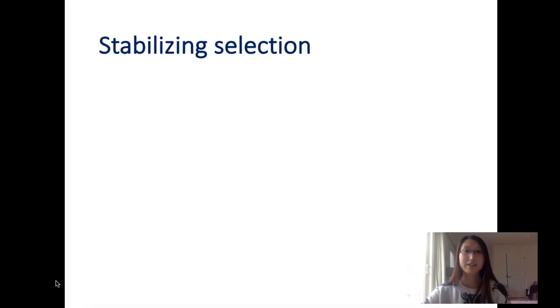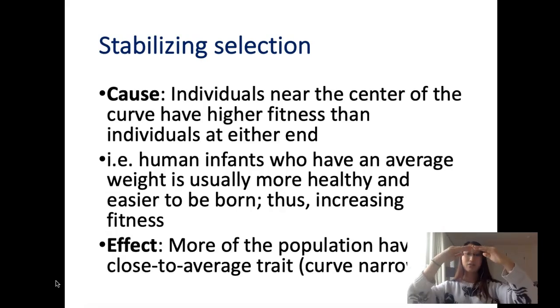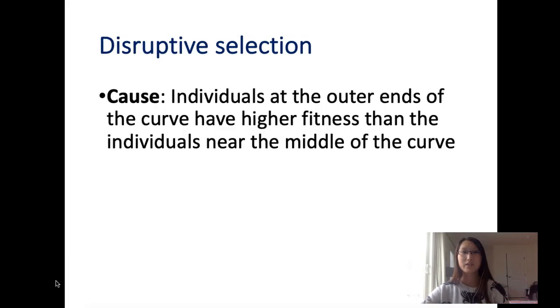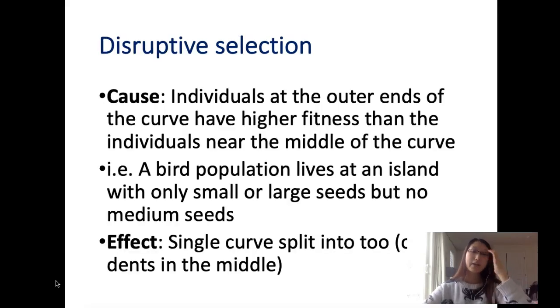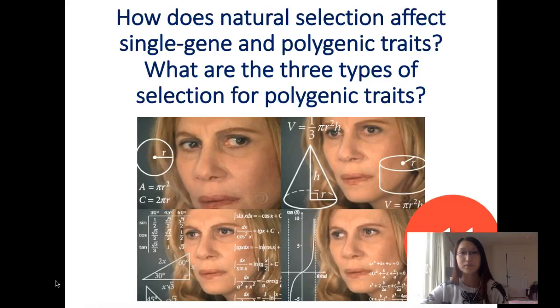Here's directional selection again. Stabilizing selection: the effect is more of the population will be close to average, so you will have more and more of the average. The higher that part of the curve is, the greater the percent of individuals that will have that particular trait. The last one is our disruptive selection. The result is that a single curve splits into 2 curves in the middle.